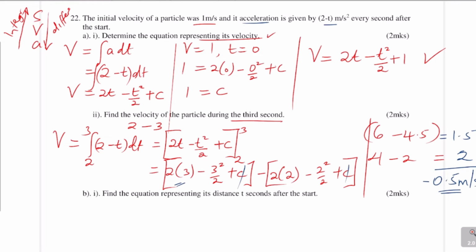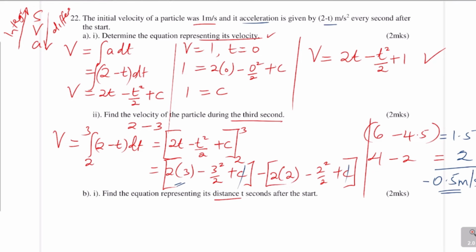B1, find the equation representing its distance t after the start. So you require to get the distance. Let me take you back here. So now, how do you get distance? Already you have velocity, and you need distance, which is displacement here. So you will integrate velocity in order to get distance.